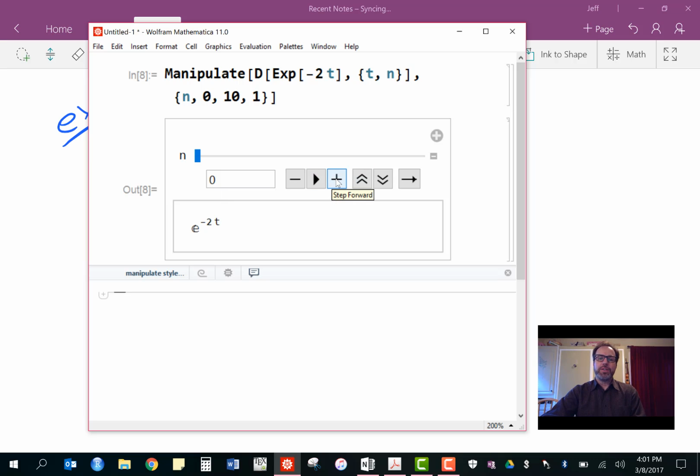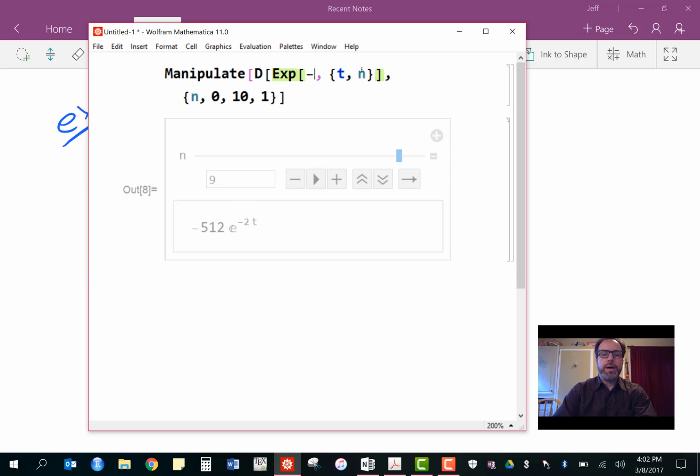And every time I hit this plus sign, it's going to take the next derivative. So here's the first derivative of it, and the second, and the third, and the fourth, and the fifth, and the sixth, and the seventh. And what you see is a very predictable thing, that all of the derivatives end up having a coefficient times e to the negative 2t.